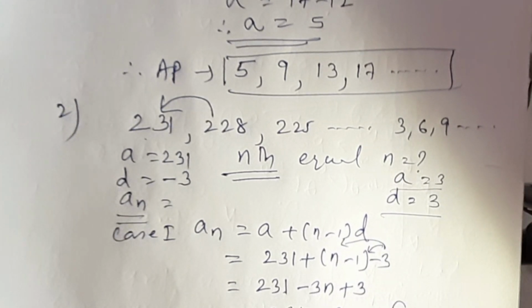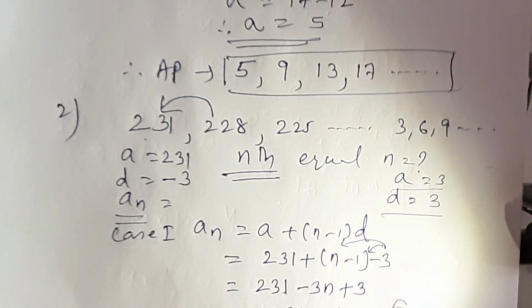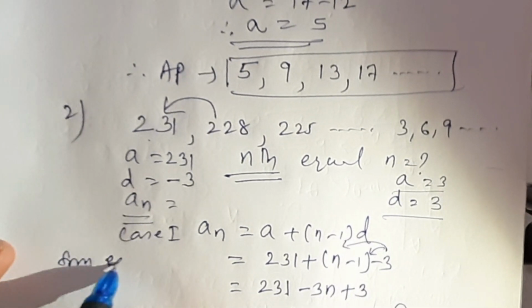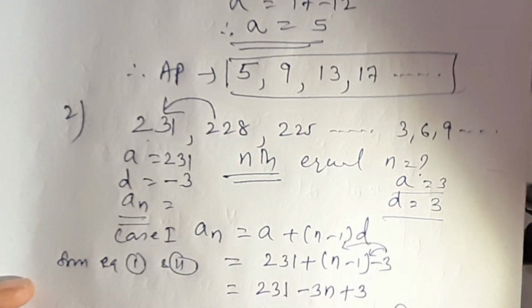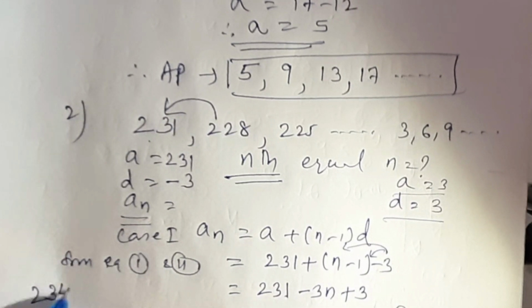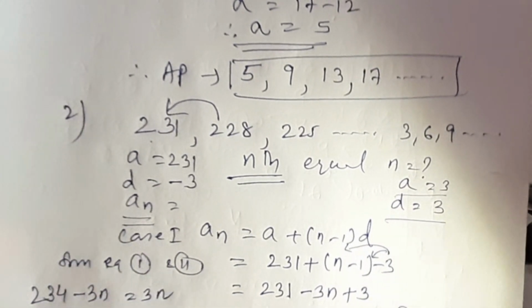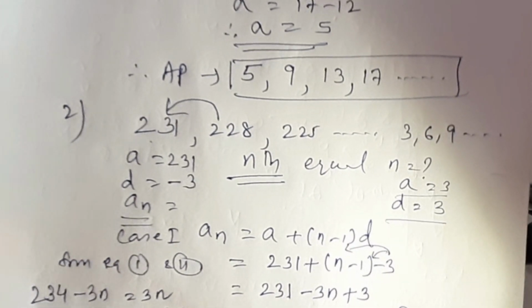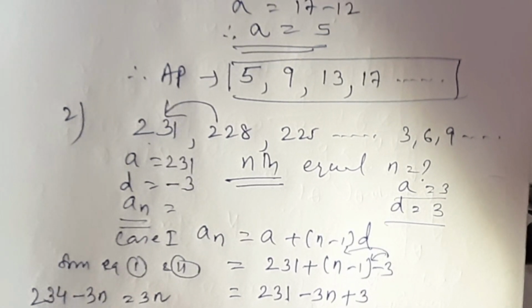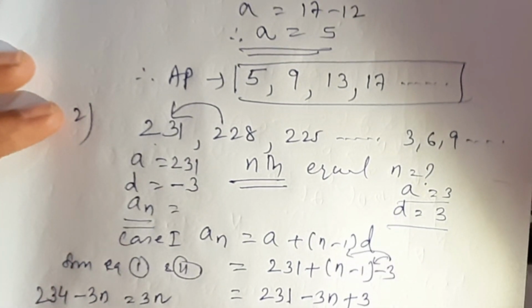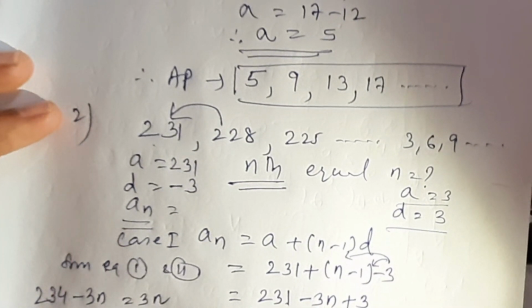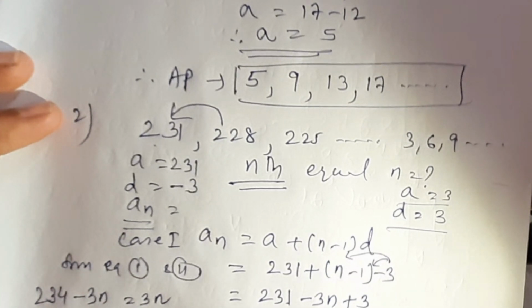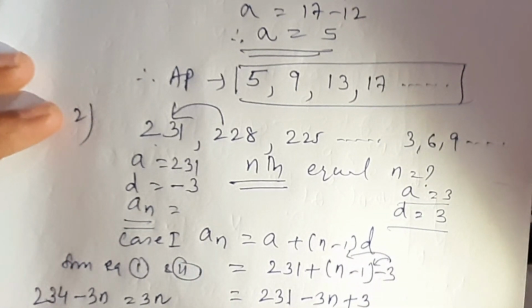As in the question it is given that both the APs' nth terms are equal, we can equate equations 1 and 2. That is, 234 minus 3n is equal to 3n. Now shifting 3n from the left towards the right side, it's plus 3n. 3 plus 3, 6n. 6n is 234. Therefore n is 234 upon 6. So thus n is 39. For the 39th term, both the APs will have the same value.